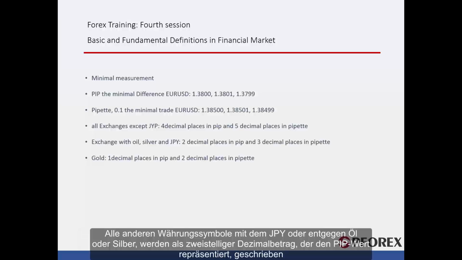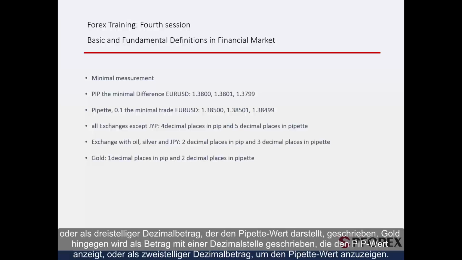All other symbols with JPY or against oil and silver are represented in either a 2 decimal place format for pip and a 3 decimal place format for pipette, or against gold, 1 decimal place format represents the value in pip and 2 decimal format in pipette.